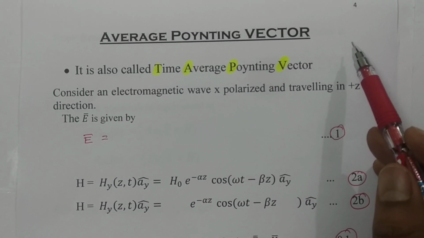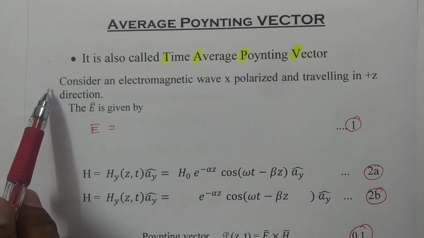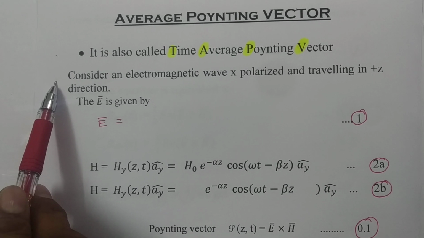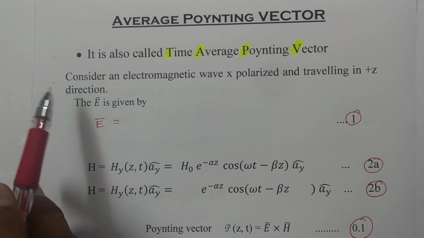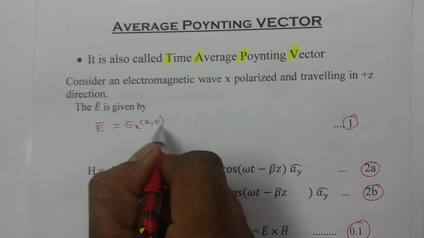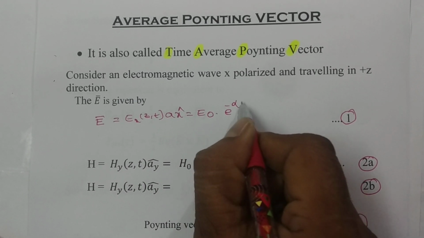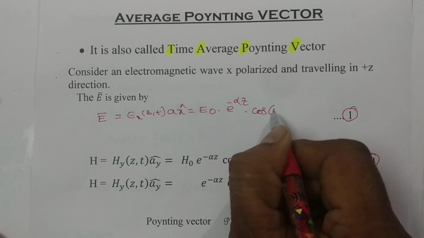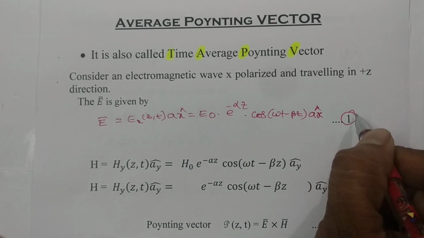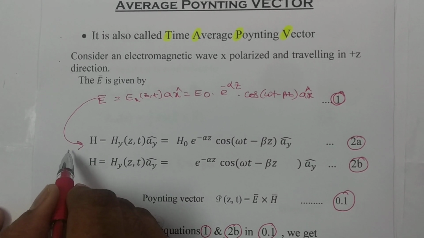Average Poynting vector. It is also called time average Poynting vector. Consider an electromagnetic wave x polarized and traveling in positive z direction. Its electric field component is given by E bar is equal to Ex of z comma t Ax cap, that is equal to E naught e power minus alpha z cos omega t minus beta z Ax cap, given by equation 1, and its corresponding magnetic field is given by equation 2a.